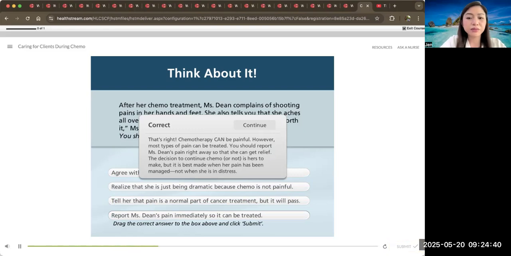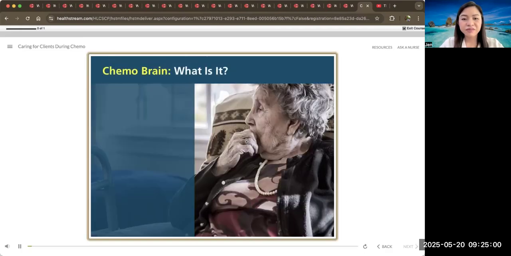That's right. Chemotherapy can be painful. However, most types of pain can be treated. You should report Mrs. Dean's pain right away so that she can get relief. The decision to continue chemo or not is hers to make, but it is best made when her pain has been managed, not when she is in distress. Exactly.